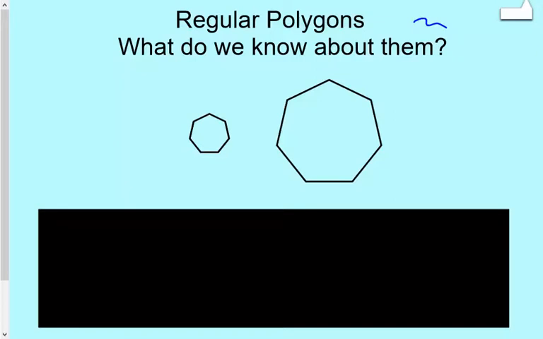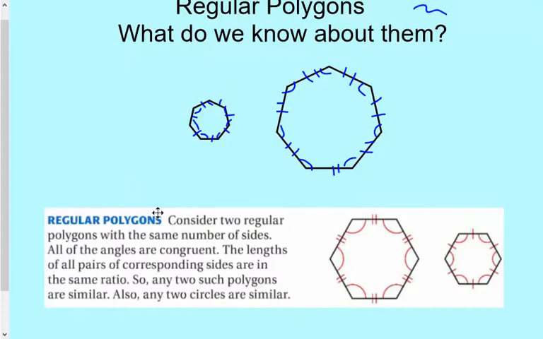Well, we know that all sides are the same. And we know that if they're regular, all these angles are actually going to be the same here. So, because all their angles are congruent and all their side lengths are proportional, we know that they are going to be similar. So, what we're going to do is apply the concepts from yesterday to regular polygons with the same number of sides here.